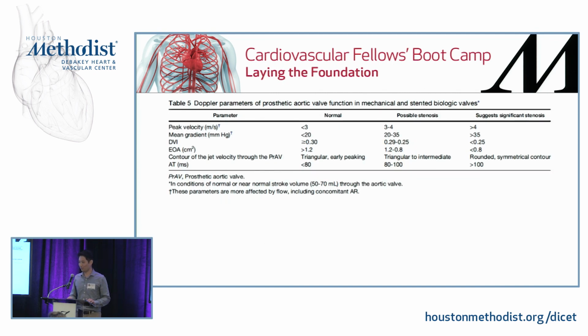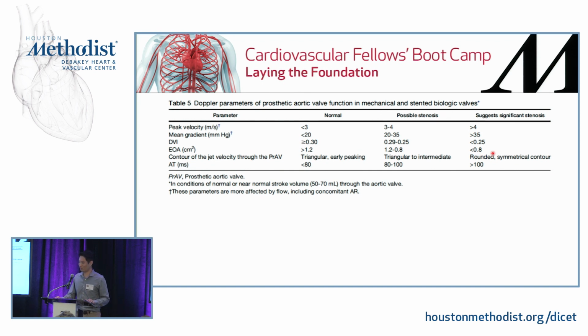So from that paper from 2009, you can see that there are criteria for what's normal, what's possible stenosis, and what's significant stenosis. So peak gradient has peak velocity of greater than 4, mean gradient of 35. If you do a DVI of 0.25, which is pretty easy to remember, because if you do a dimensionless index of the aortic valve, 0.25 is the cutoff for severe, so that's kind of an easy thing to remember.